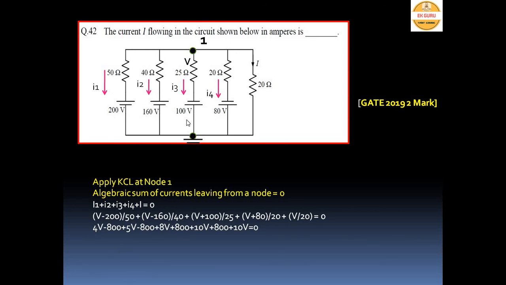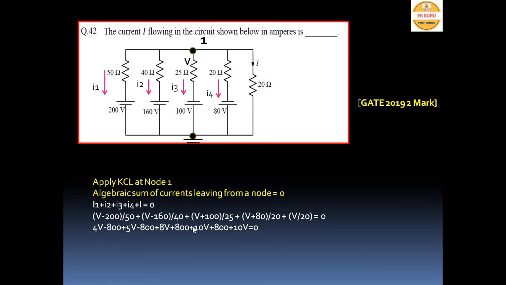So here the voltage source sign is reversed. That's why V plus the potential difference. So we can write it as minus 100 volts by reversing the sign. So V plus 100 by 25, that is I3. V plus 80 by 20, that is I4, and I is equal to V minus the reference voltage, which is 0. So V by 20 is equal to I. All of it is equal to 0.